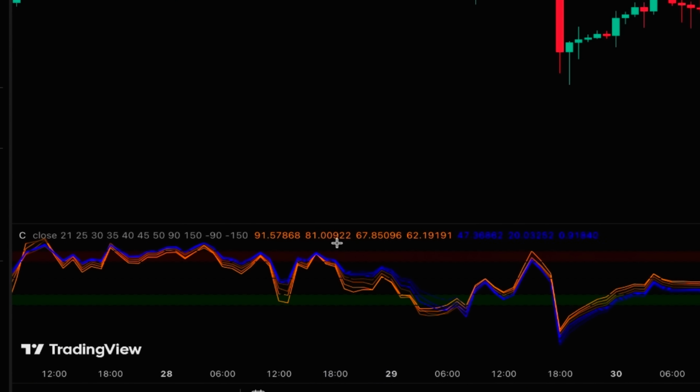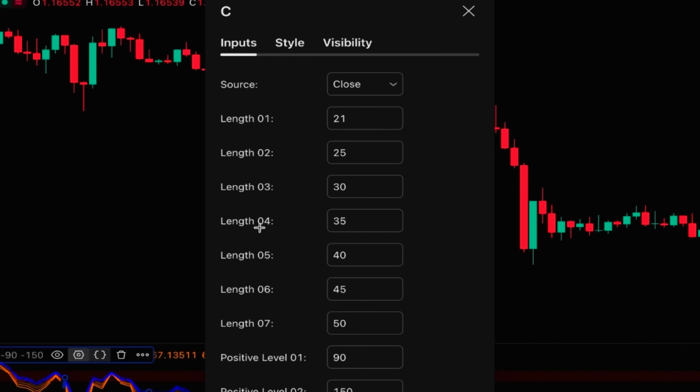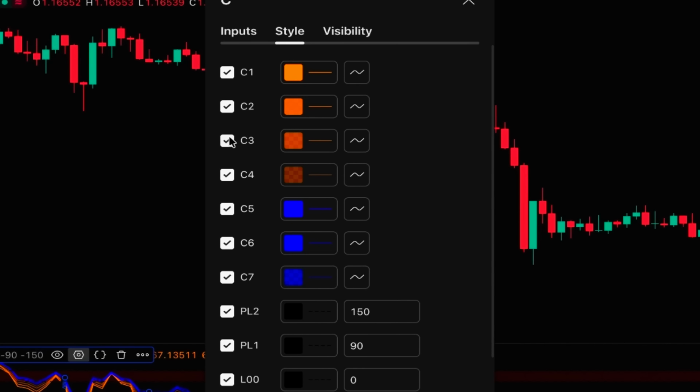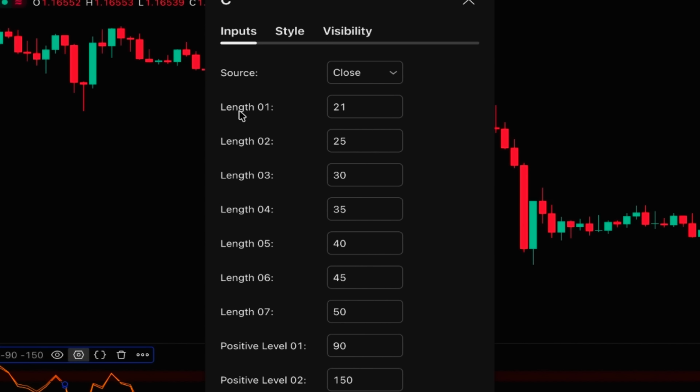So here we go to the settings of the indicator to adjust the settings based on our trading strategy. First, here in the style tab, we remove the CCIs that we don't need. So now we have 2 CCIs, CCI1 and CCI2. Then we go to the inputs tab, and for CCI1 the length should be at 21, and for CCI2 the length should be at 89.